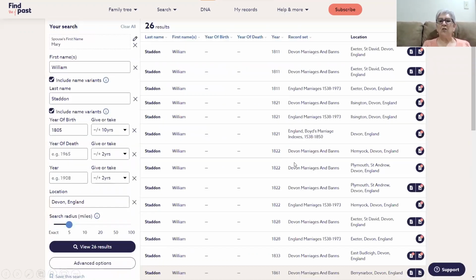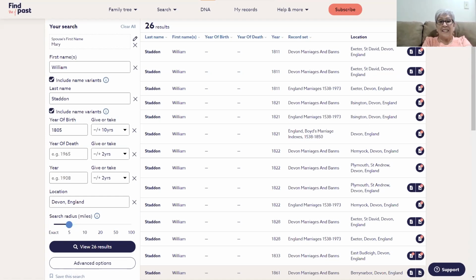I got 26 results, and I put in Devon. I just didn't put in Broadclyffe. I put Devon because we were all over the map with that family. And so here we go. There are some in Exeter, some in Elsington, some in Hemyock, Plymouth, Exeter. So there were 26 in all. So now we can see a little bit of what we're up against.